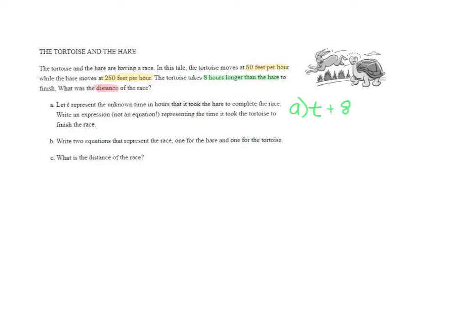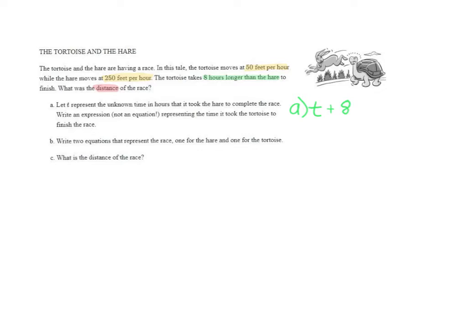Notice, because I was asked to write an expression and not an equation, this expression, T plus 8, does not have an equal sign. Equations have equal signs, expressions do not. Okay, now Part B says, write 2 equations that represent the race, one for the hare and one for the tortoise. Before I dive into that, I actually need to define another variable.